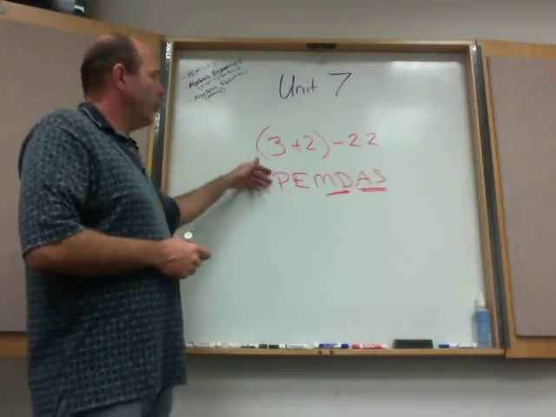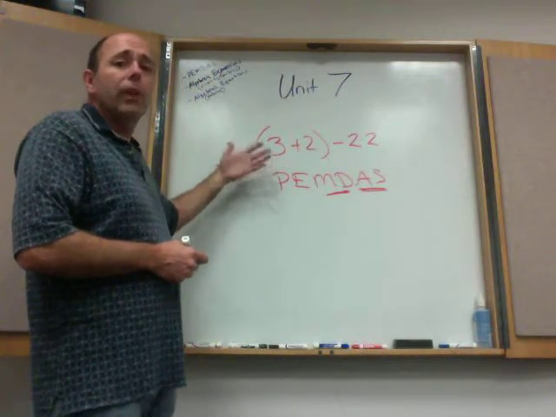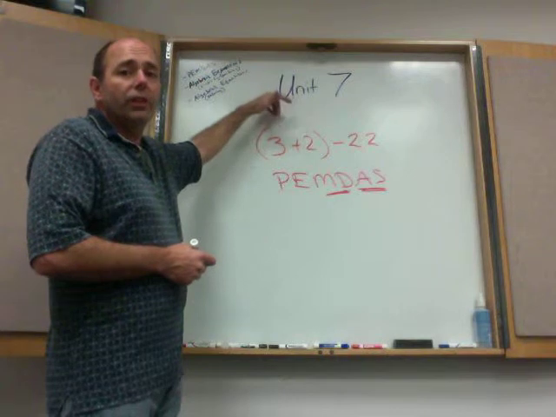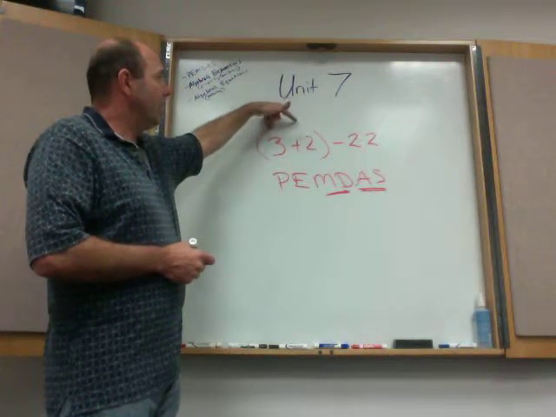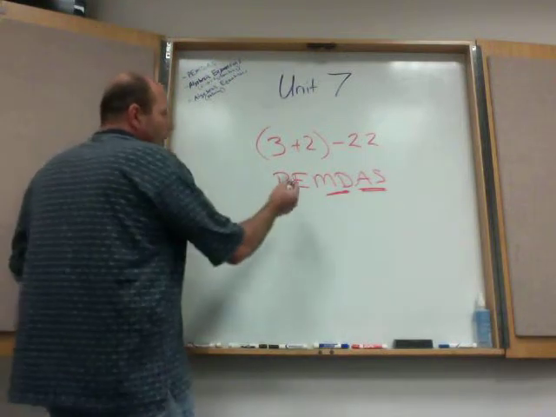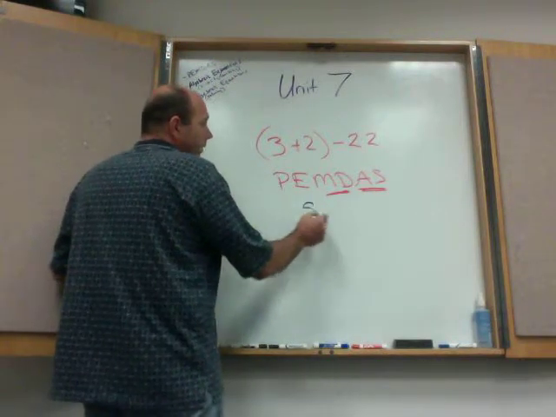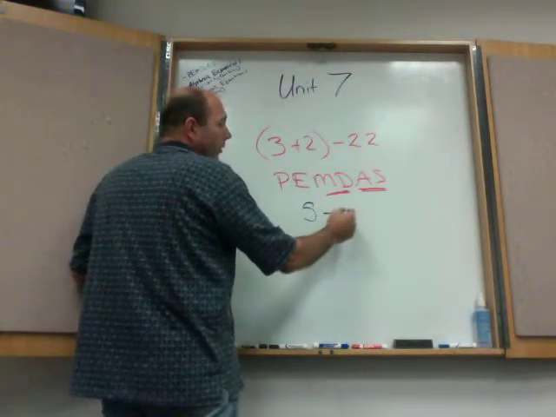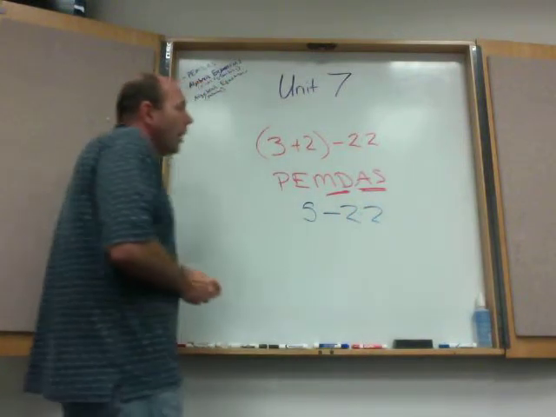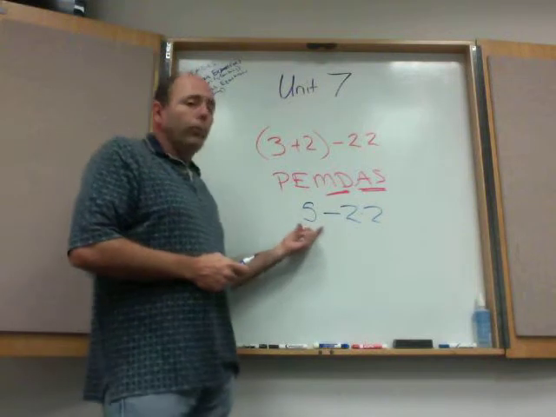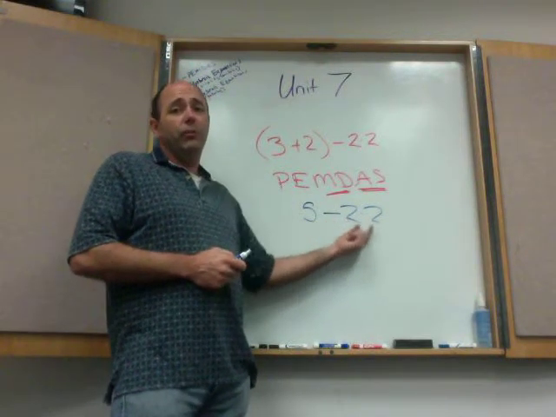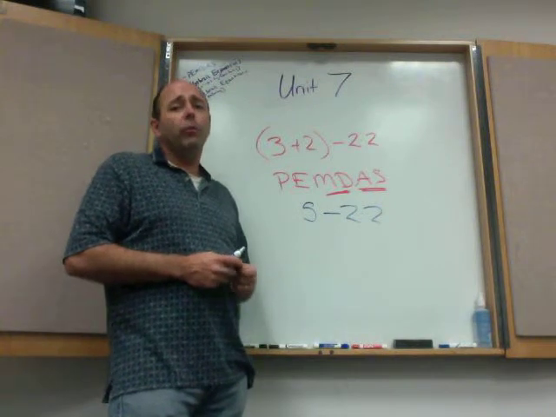The first thing I'm going to do is look for parentheses. Yes, there is. So I'm going to go ahead and do whatever is in the parentheses. Inside the parentheses, it tells me 3 plus 2, so I'm going to add 3 plus 2 first. And I end up with 5, and then the rest of the expression was minus 2 times 2. Now, if I was going to subtract, and I said 5 minus 2 is 3 times 2, I'd end up with 6, and that would be incorrect.